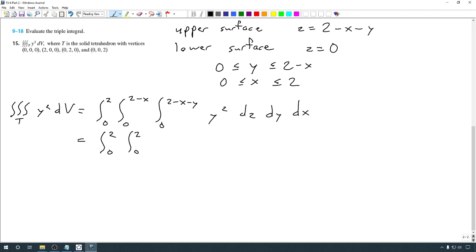Alright, so we integrate. What is the integral of y squared with respect to z? Well, y squared is a constant in this case, so we just have y squared z, going from 0 to 2 minus x minus y. We get to plug that in.